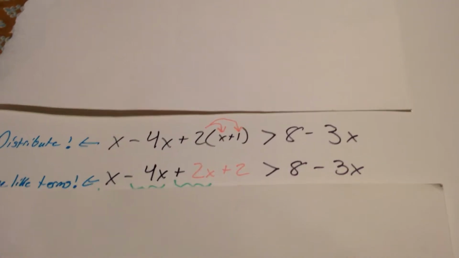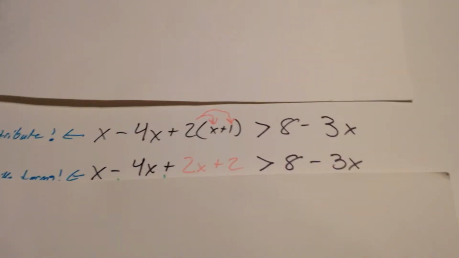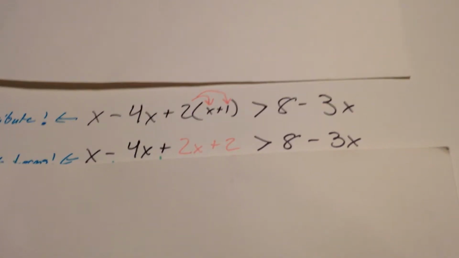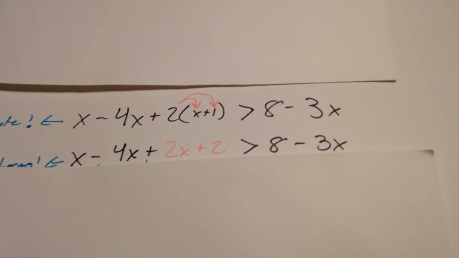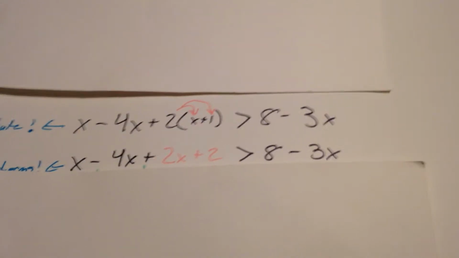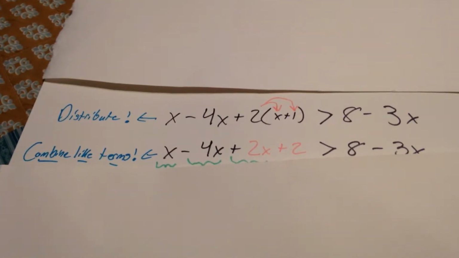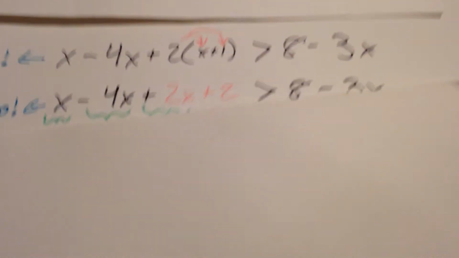All right, so let's look at this. I distributed the 2 and got 2x plus 2. And I could have done this first because there were some like terms on the left side. But between every step, you always want to make sure you combine like terms. So combine like terms. All right.